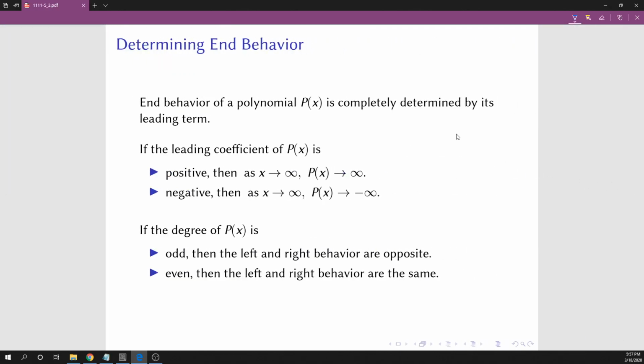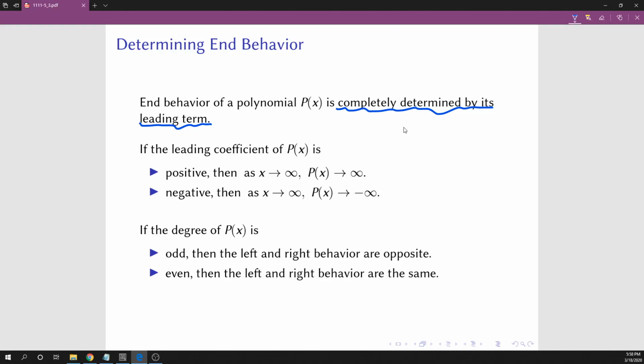So on this slide here, we want to be able to determine the end behavior of a polynomial, not by looking at the graph, just by looking at the polynomial function itself. And the secret to doing that is that the end behavior of a polynomial is completely determined by its leading term. So the leading term, that's all you have to look at. You can disregard the rest of the stuff. The rest of it doesn't matter.